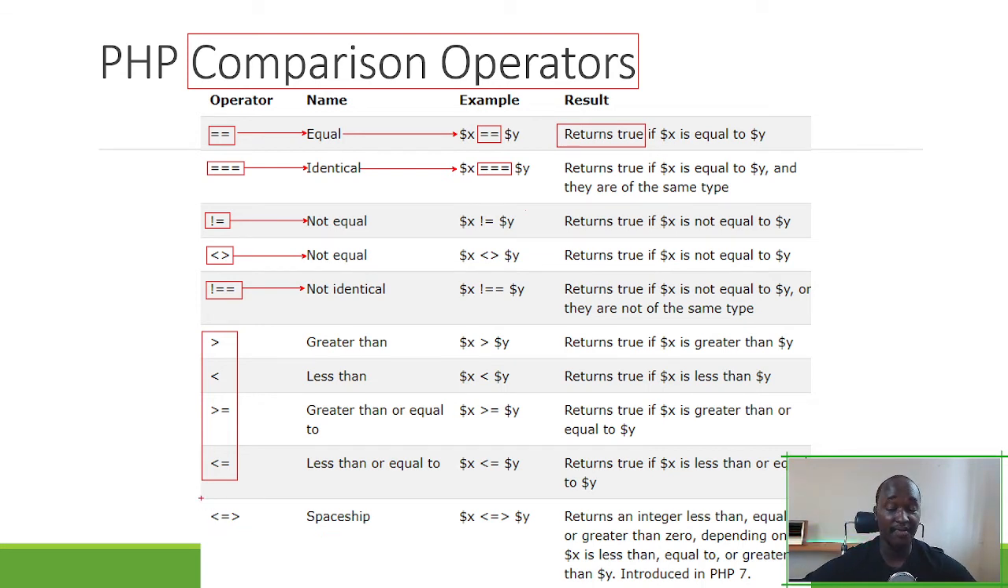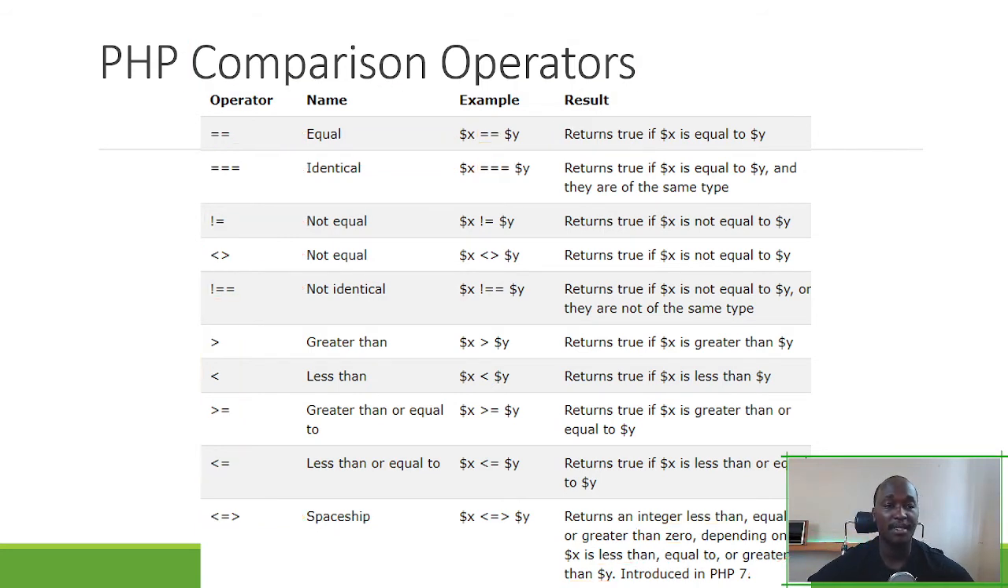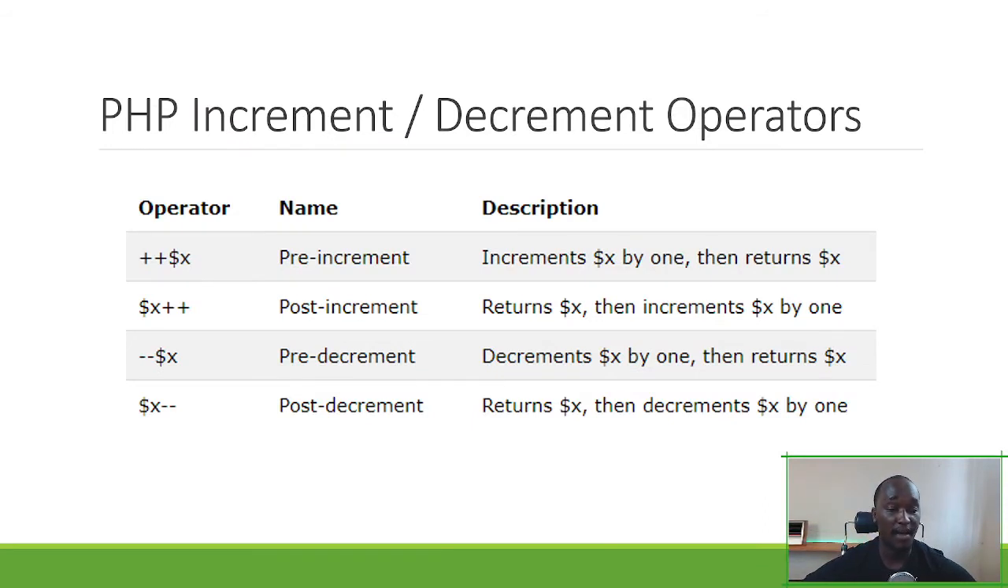Then we have another one here. This one is called the spaceship comparison operator. It returns an integer less than, equal to, or greater than 0, depending on if x is less than, equal to, or greater than y. This is one of the operators that was introduced in PHP 7. Again, it might take some time for you to understand that, but give yourself time and have a look at it once more and you'll be able to get it right.